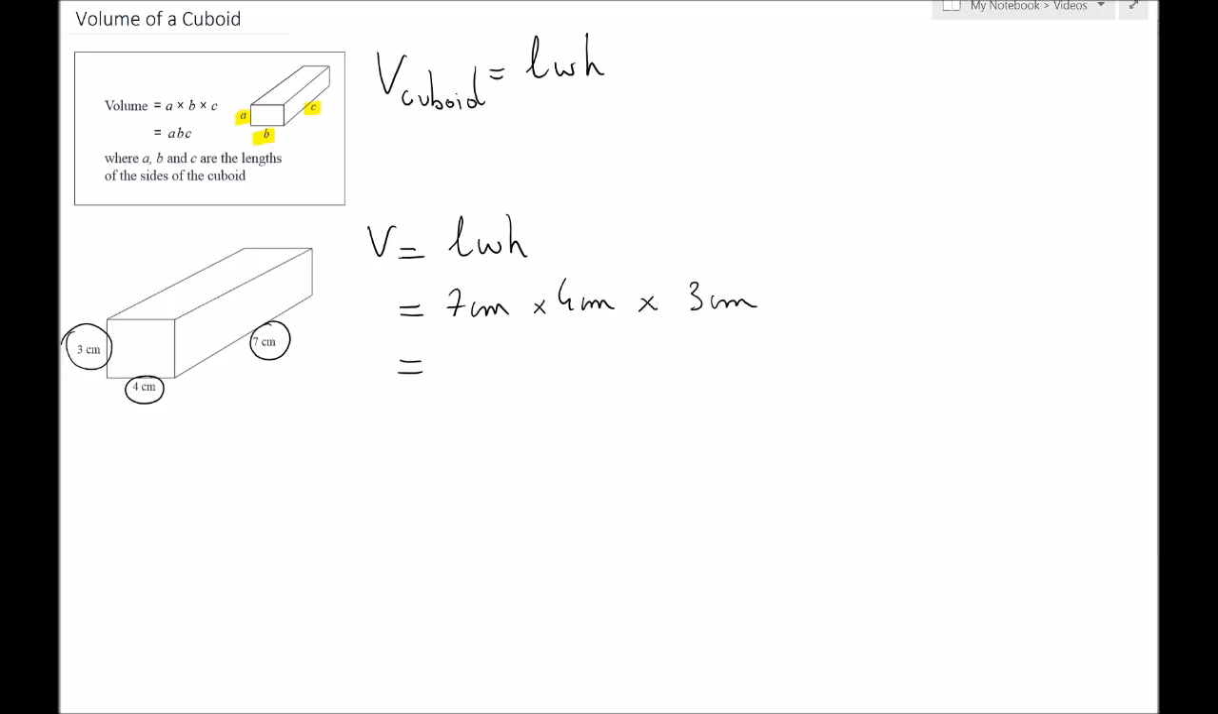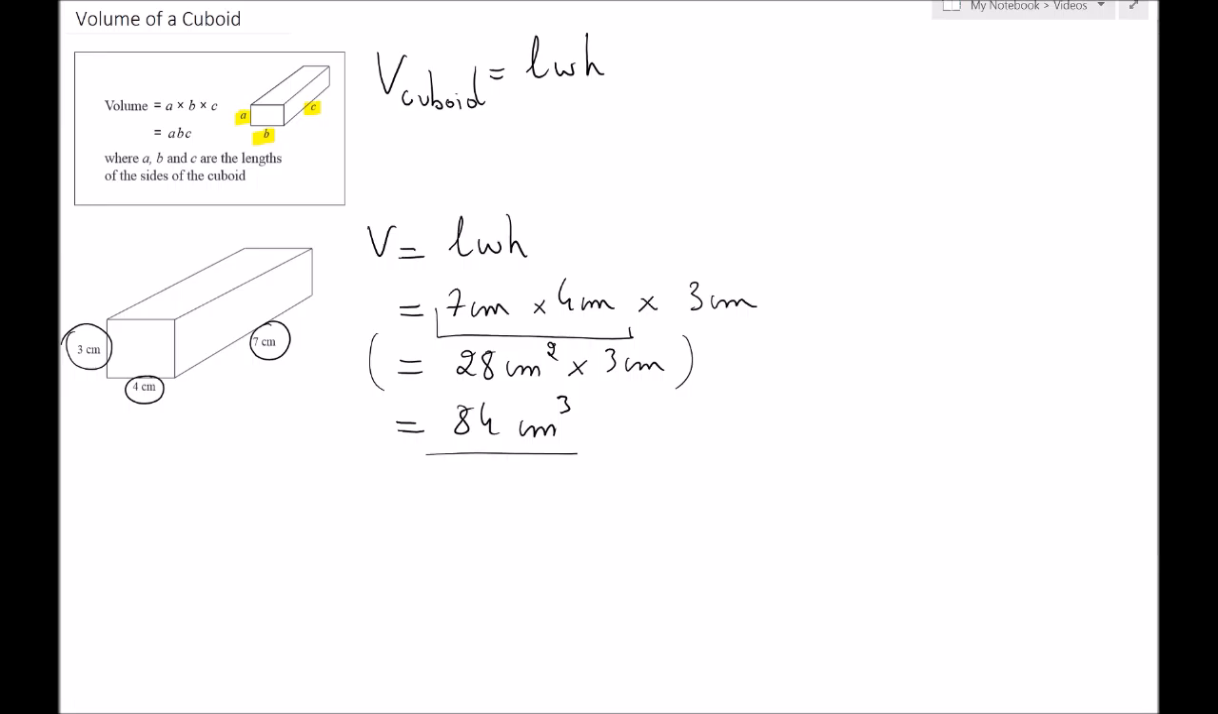So 7 times 4 times 3. 7 times 4, that makes 28 centimeters squared. Times 3 centimeters. I'm just taking it in steps, guys. And 3 times 28, that should make 84 centimeters cubed. You don't really need this step, guys, but I just put it in between because I'm doing it from the top of my head. All right, so that's it for the volume. Volume is 84 centimeters cubed.